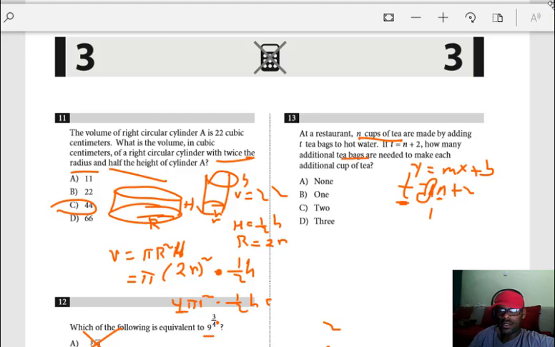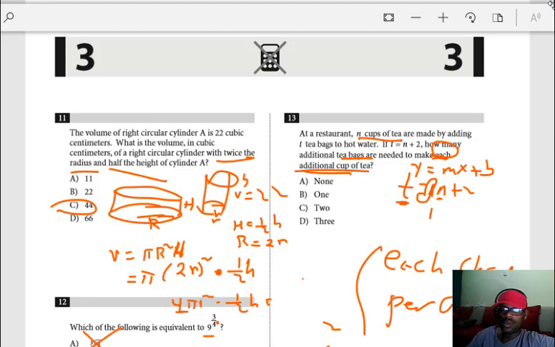How many additional tea bags are needed to make each additional cup of tea? Each additional cup of... it's talking about slope. Each change, per change, for every change. These are talking about slope, or gradient. So definitely the slope here is 1. So the answer is 1.